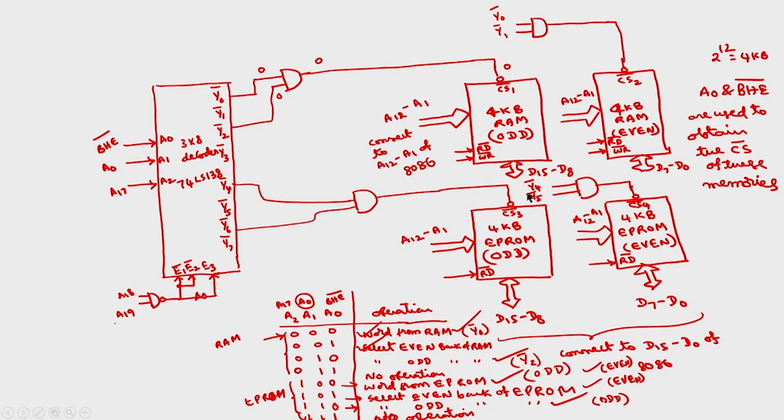So this is about the complete interfacing of 8 kilobytes of RAM and 8 kilobytes of EPROM to the 8086. So basically you have to draw the memory map, and from that you have to choose the corresponding bits. I will take one more example where you have different sizes of RAM and ROM.